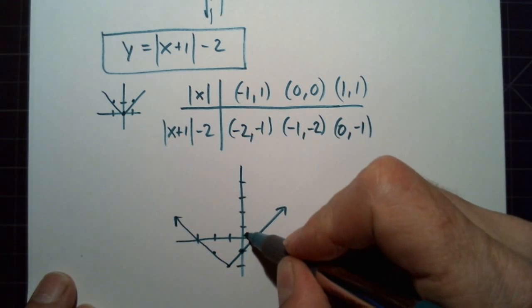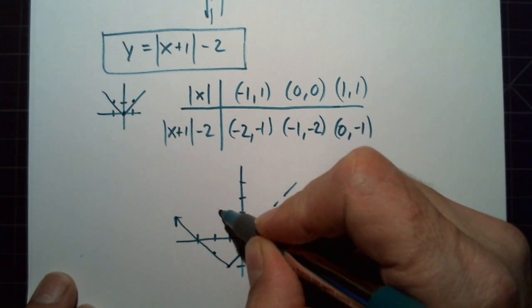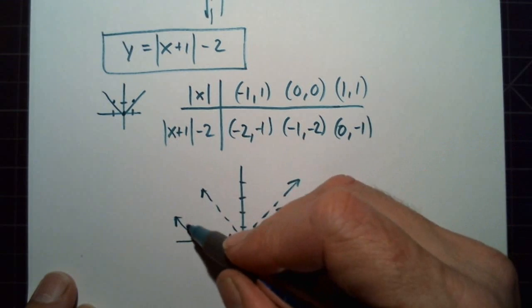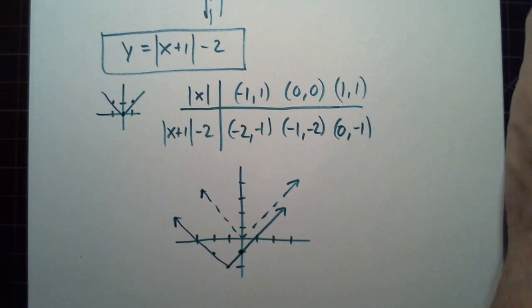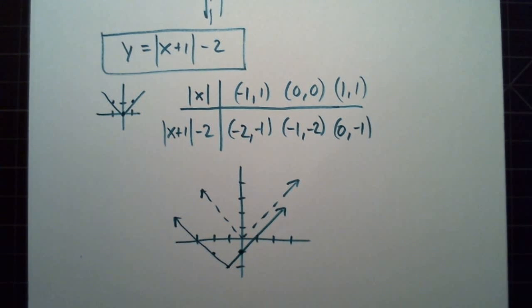Alright, so we see that the parent function is there, and the transformation moved left 1, down 2. Alright, and we'll stop there.